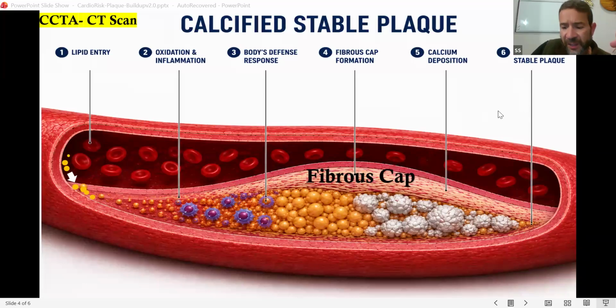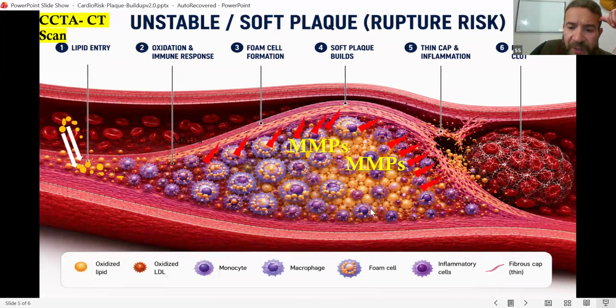Now, let's look at the second case, which is the worst case scenario here. And this is what typically causes heart attacks and strokes. So it's very important to go step by step so we can understand everything. So first thing to note, arteries do not suddenly clog overnight. This is a gradual process.